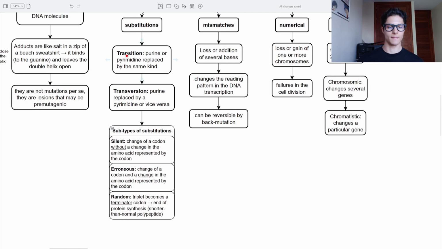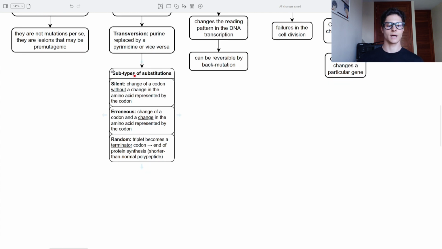Substitutions can be either by transition, which is a purine or a pyrimidine replaced by the same kind, so purine for purine and pyrimidine for pyrimidine, or a transversion, which is a purine replaced by a pyrimidine or vice versa. Subtypes of substitutions can be silent, when there is a change in the codon that creates an amino acid, but there is no change in the amino acid per se.